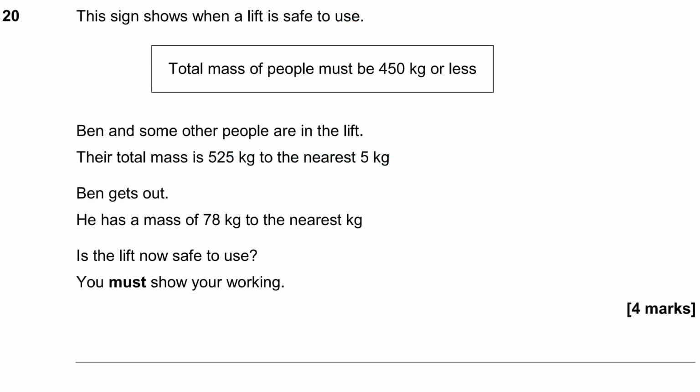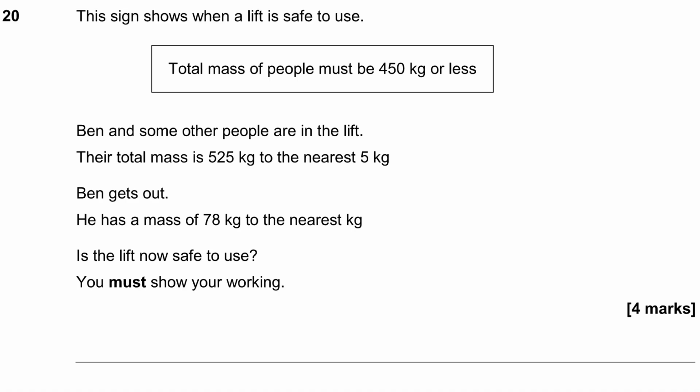Question 20. This sign shows when a lift is safe to be used. Total mass of people must be 450 kg or less. Ben and some other people are in the lift. Their total mass is 525 kilograms to the nearest 5 kilograms. Ben gets out. He has a mass of 78 kilograms to the nearest kilogram. Is the lift now safe to use? You must show your working.